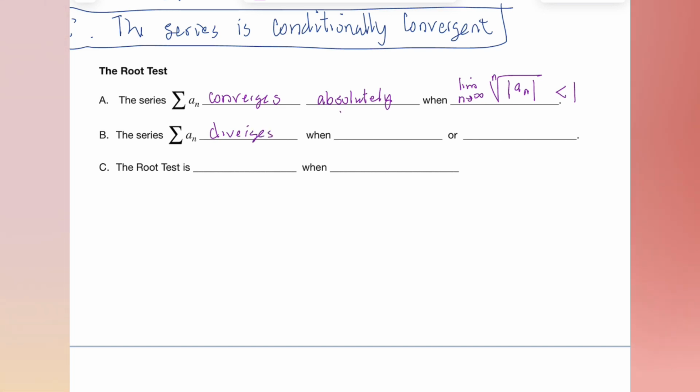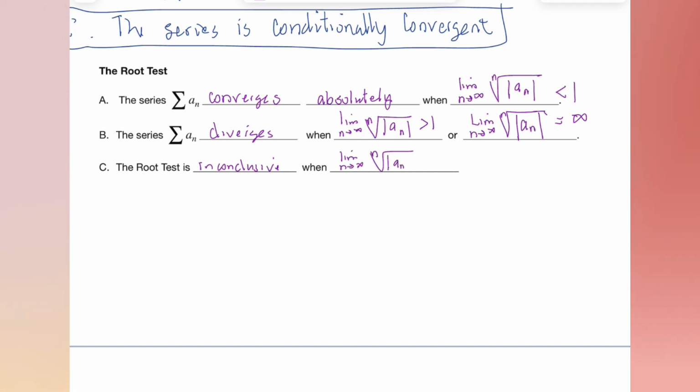The series a sub n diverges when the limit as n goes to infinity of the nth root of the absolute value of a sub n is greater than 1, or if that limit is equal to infinity, which is, of course, greater than 1. The root test is inconclusive when the limit as n goes to infinity of the nth root of the absolute value of a sub n equals 1.